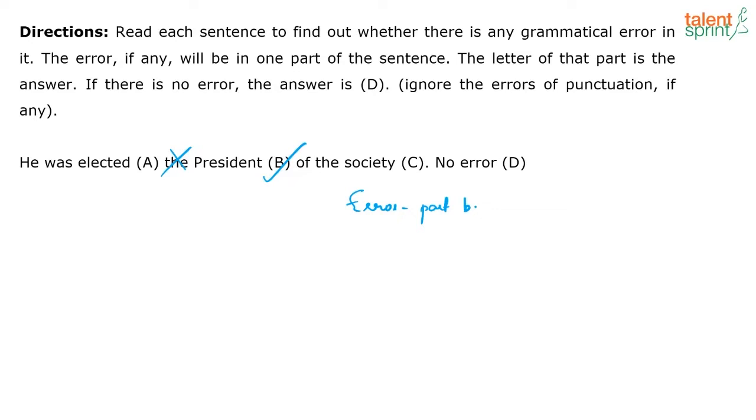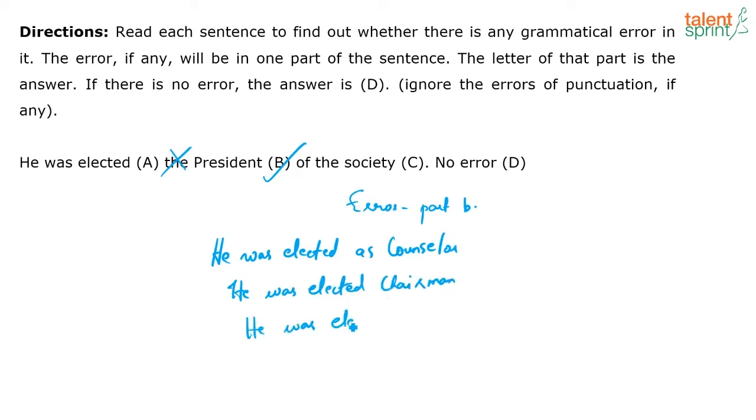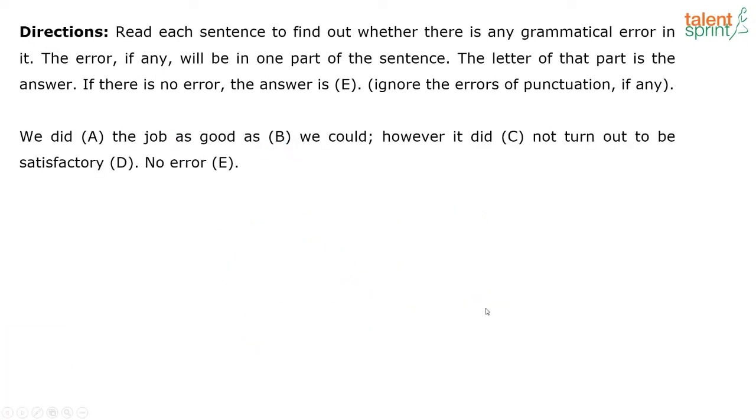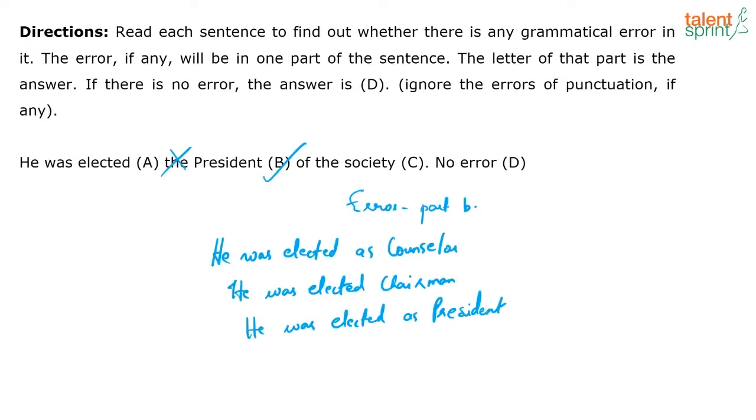He was elected president. So you normally say he was elected. You can say he was elected as. Even then, you don't need the definite article. He was elected as councillor. He was elected chairman. You can either say as president or simply president, right? You don't need an article there is what I'm trying to say, which is incorrect. He was elected as president or he was elected president of the society and not he was elected the president of the society, okay?